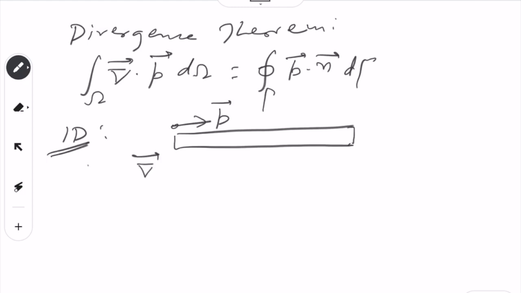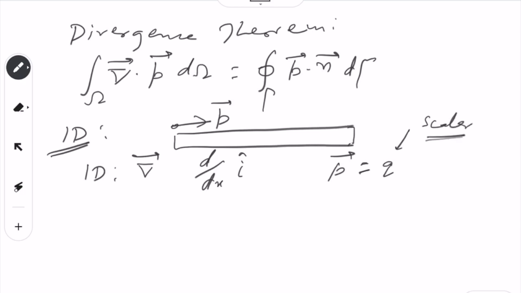So this in 1D means simply d over dx i, and P vector will be equal to, let us call it Q. Q is fine. So Q is a constant, this is a scalar quantity. Please do not think this is flux. So this is a scalar quantity, Q times i. So in 1D, this is how P will be defined. Q is scalar, can be negative as well.